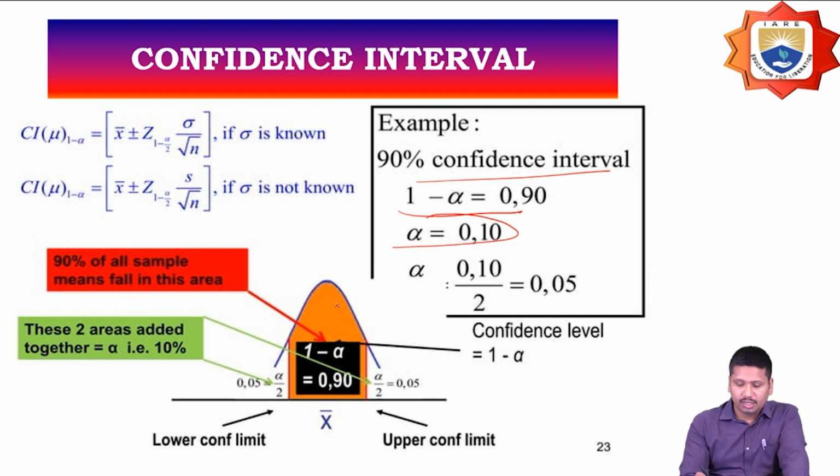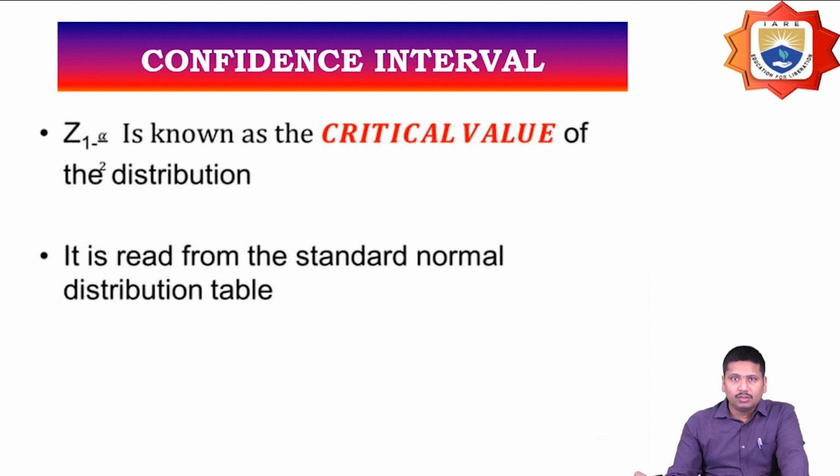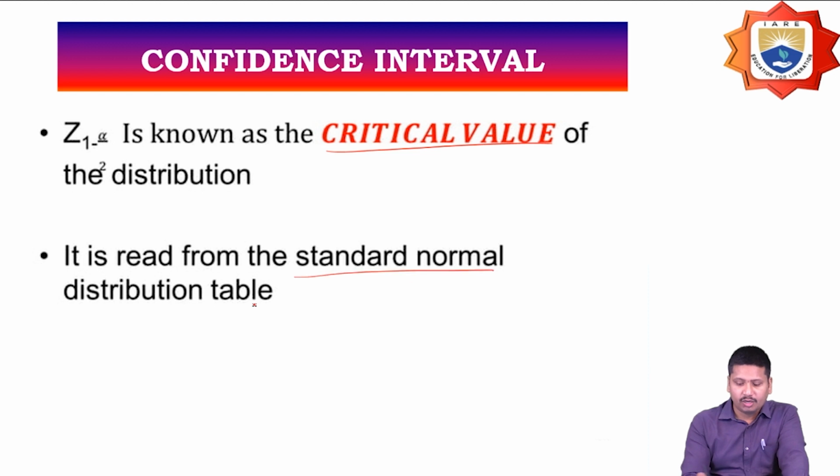Considering this diagram, this is the 1 minus alpha value, and it lies between the lower limit and the upper limit. The area between the lower limit and upper limit is the confidence interval. Here Z of 1 minus alpha is known as the critical value of the distribution, and it is normally taken from the standard normal distribution table. So how is this critical value calculated?